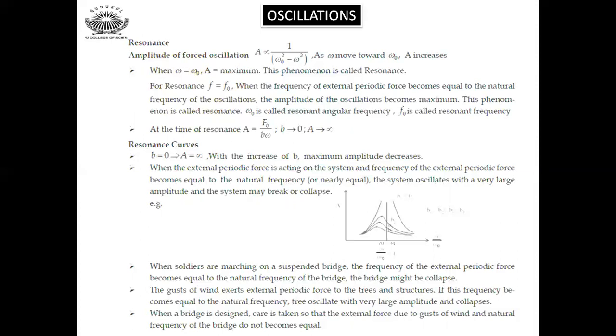When soldiers are marching on a suspended bridge, the frequency of the external periodic force may become equal to the natural frequency of the bridge, and the bridge might collapse. The amplitude will become maximum, hence there are chances that the bridge may collapse. A gust of wind exerts an external periodic force on trees and structures. If this frequency becomes equal to the natural frequency, the tree oscillates with very large amplitude and collapses. So when a bridge is designed, care is taken so that the external force due to gusts of wind and the natural frequency of the bridge do not become equal.